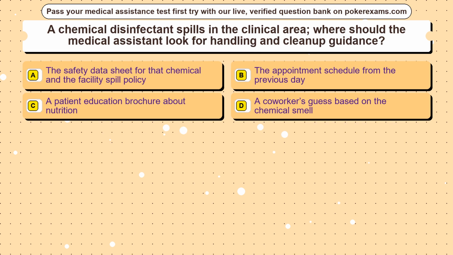Question 22. A chemical disinfectant spills in the clinical area. Where should the medical assistant look for handling and cleanup guidance? Option A, the safety data sheet for that chemical and the facility spill policy. Option B, the appointment schedule from the previous day. Option C, a patient education brochure about nutrition. Option D, a coworker's guess based on the chemical smell.